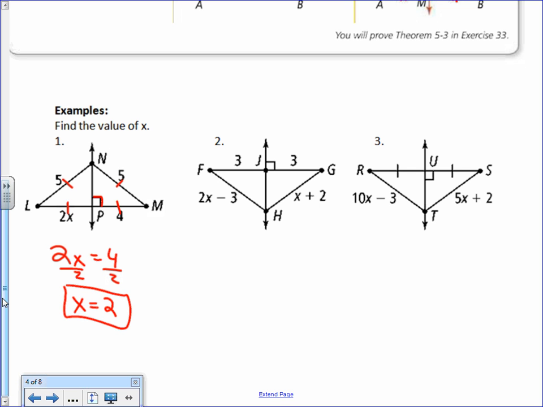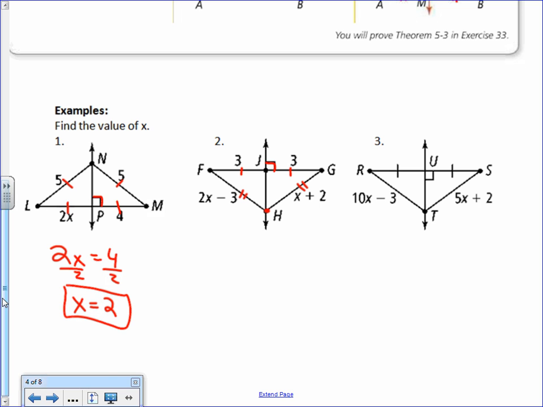Alright, that's all we had to do for that one. Let's look at number 2 now. A little bit more to it. But now we have that it's a perpendicular and it's bisecting. So we know those are the same. So that means that point H has to be equidistant from the endpoints as well.